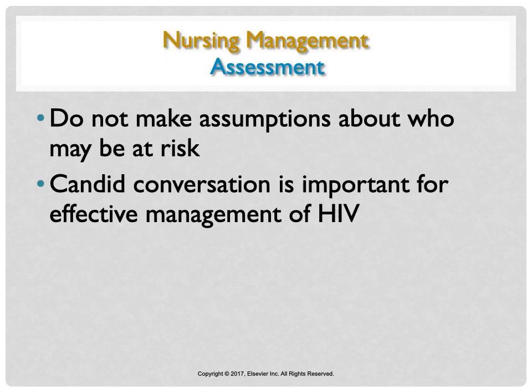So some of the things that we need to do in our assessments is don't make assumptions about who may be at risk. And we need to have candid conversations for the effective management of HIV. In other words, you cannot get all embarrassed talking to people about sex. A lot of people get this idea that they just can't handle asking somebody if they have anal sex.